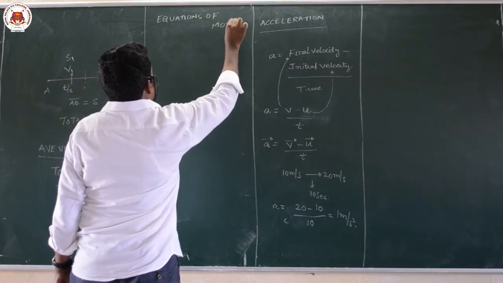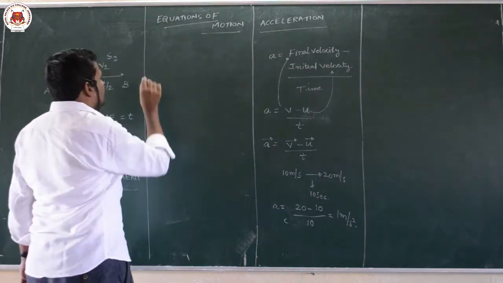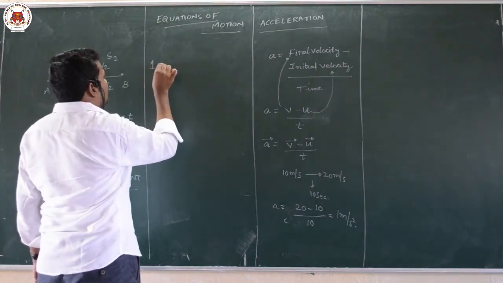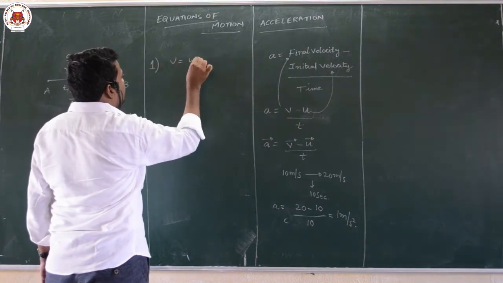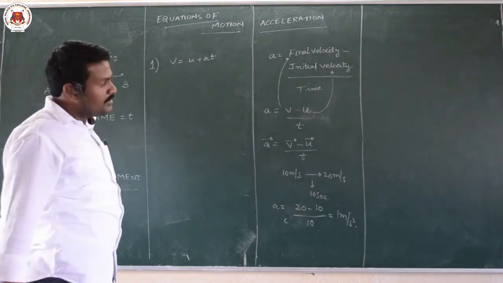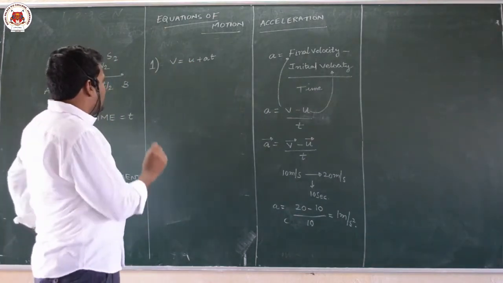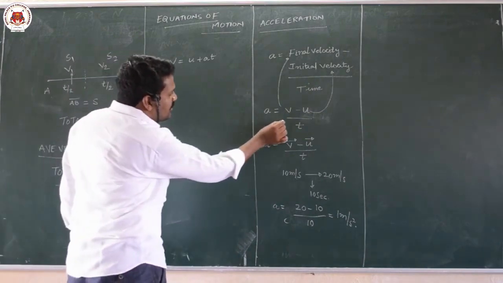Equations of motion. The first equation is v is equal to u plus at. How will we derive this? We will derive this from the basic definition of acceleration.